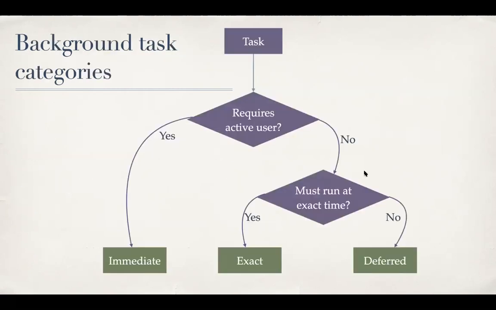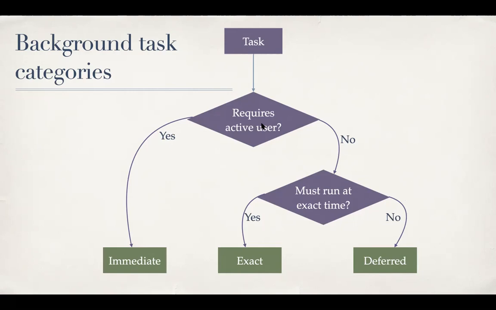Okay. All right. So here is a flow chart for deciding what category your task is in, and then there are recommended ways of handling each of these. So let's see, does the task require an active user?